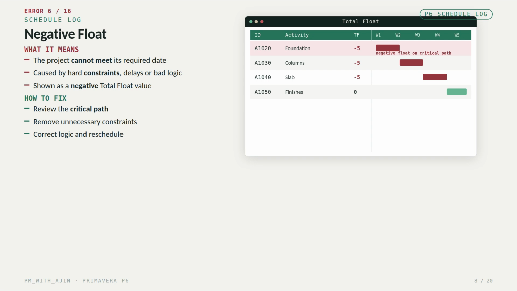Error 6. Negative float. Negative float means the project cannot meet its required completion date. Common causes include hard constraints, delays, and incorrect logic. To fix it, review the critical path, remove any unnecessary constraints, correct the logic, and reschedule.